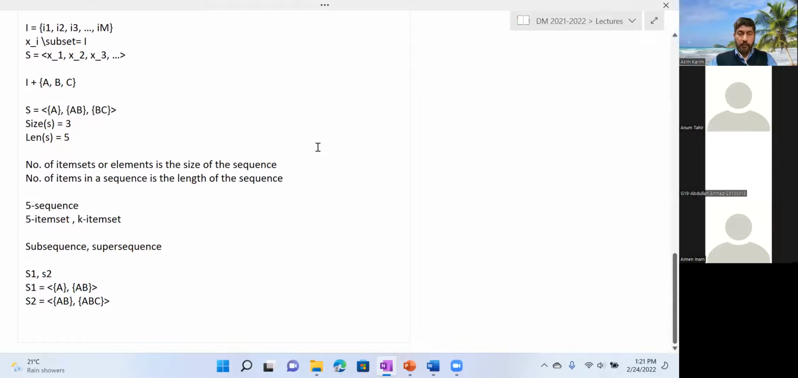So in this case, S1 is a subsequence of S2. So how do we check for this? Let me just explain this. You look at the first sequence, which is supposed to be or is likely to be the subsequence of the second, and look at its item sets one by one. Okay?